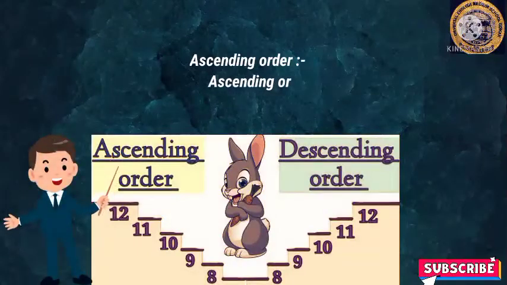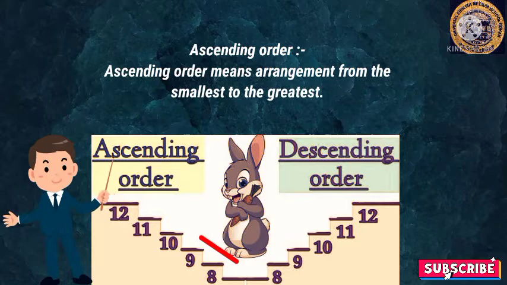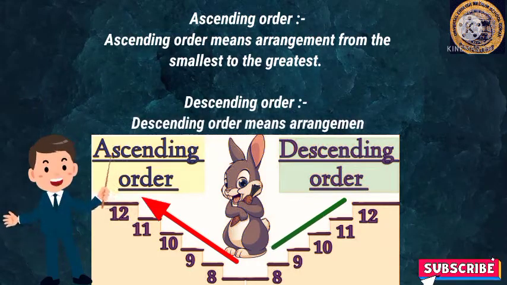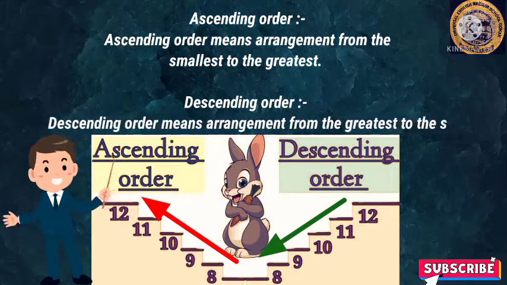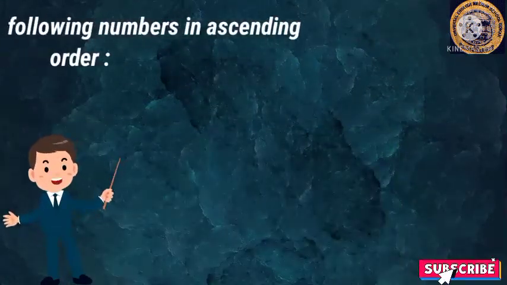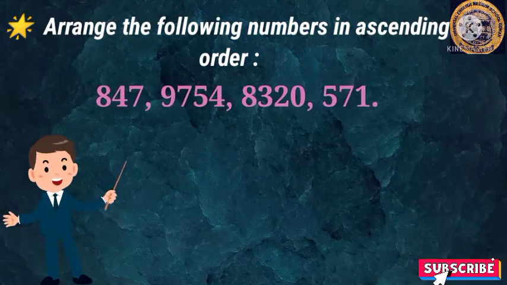Ascending order means arrangement from the smallest to the greatest, and descending order means arrangement from the greatest to the smallest. Let us see. Question: Arrange the following numbers in ascending order.